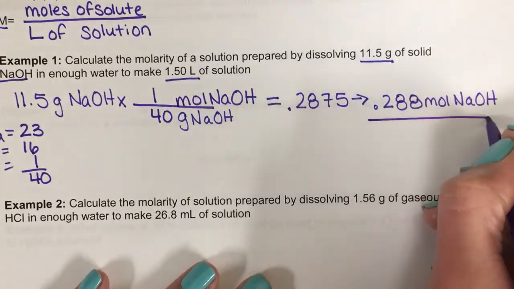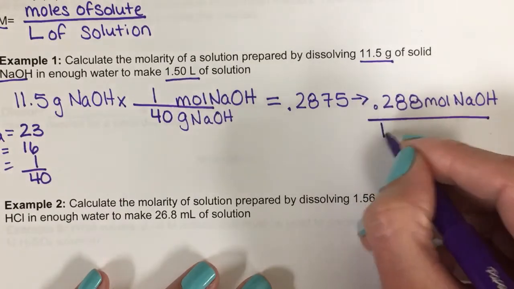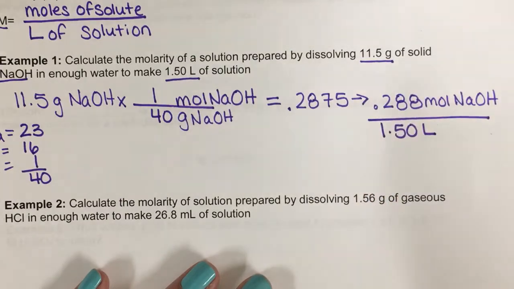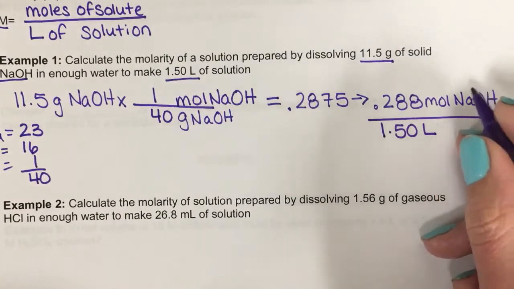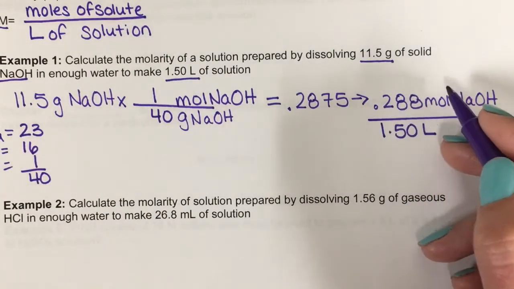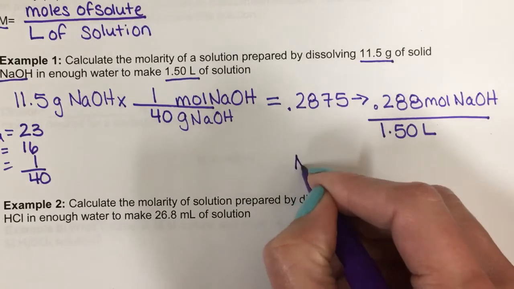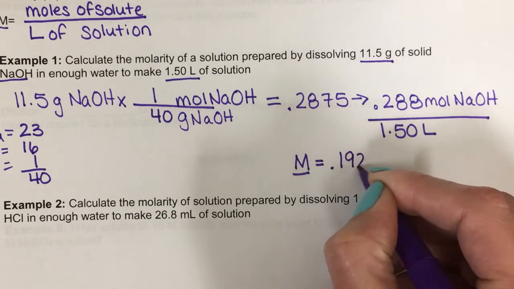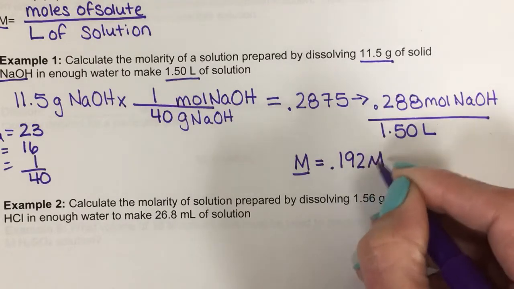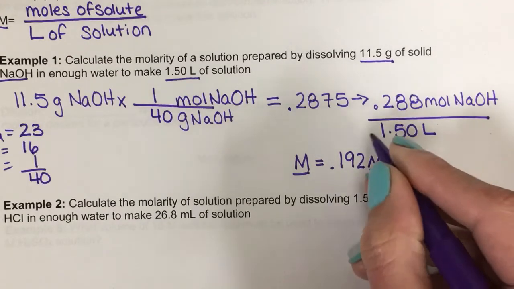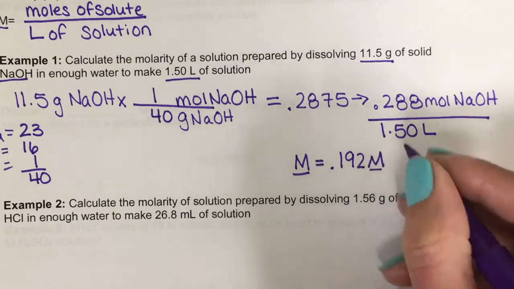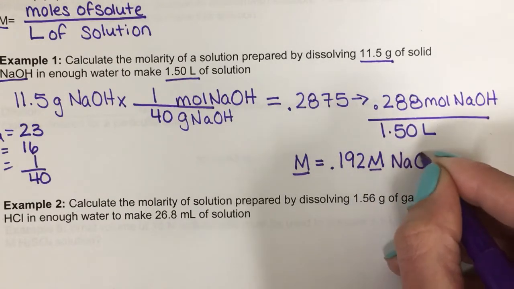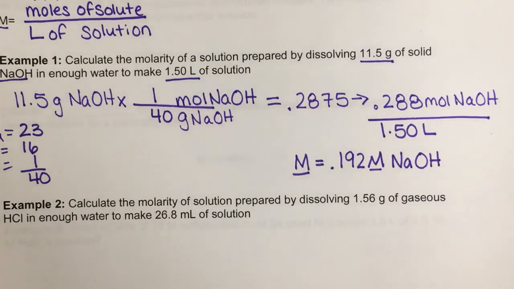divided by liters of solution. So when I plug this in, 0.288 divided by 1.50, I get that my molarity is 0.192, and we actually pronounce this as molar, so 0.192 molar NaOH, or 0.192 moles of NaOH per liter of solution.